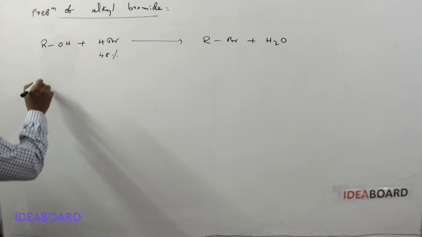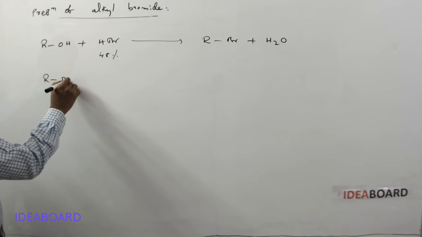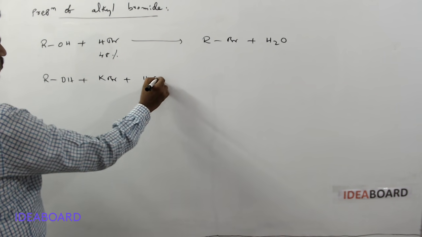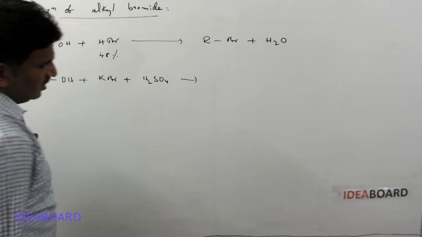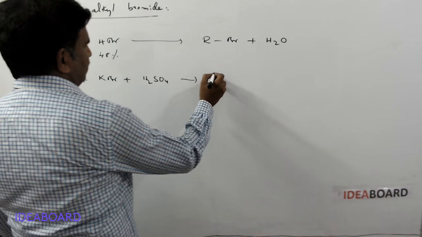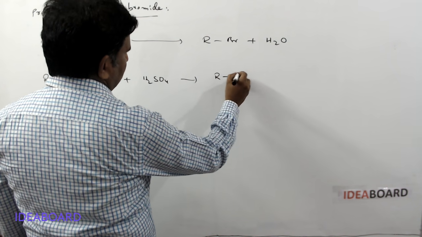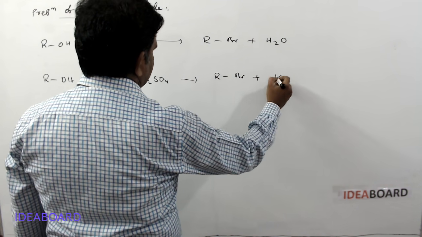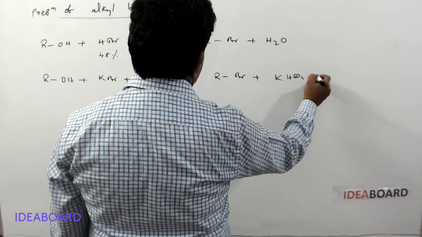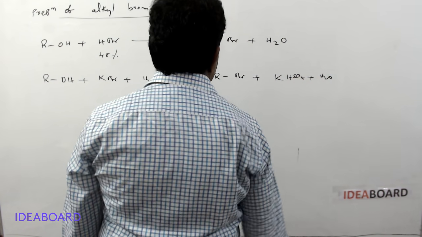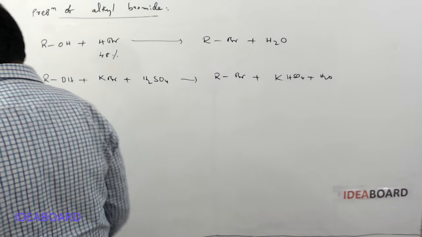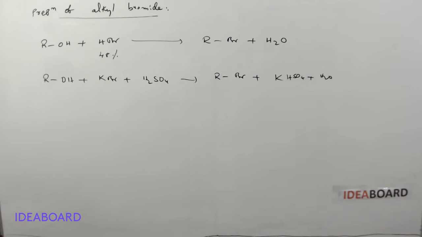Or we can use ROH plus a KBr and H2SO4 mixture. This KBr and H2SO4 mixture will give RBr plus KHSO4 plus H2O. Okay, so that is an alkyl bromide preparation method.